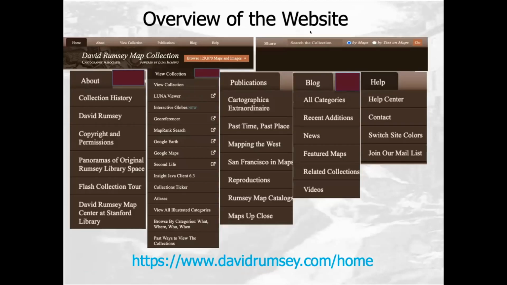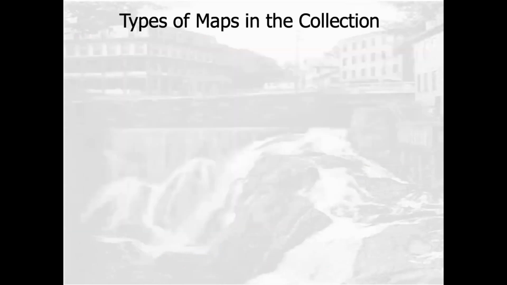So this is what we're going to look at from the website. The first thing you'll see, there's a lot there, and one can get lost in it. I've been lost several times in looking at this, so hopefully I don't get too lost today because there's a lot here. We're going to view the collection, take a look at the Luna Viewer and the georeferencer software, and browse by categories: what, where, who, and when. And that will be it.